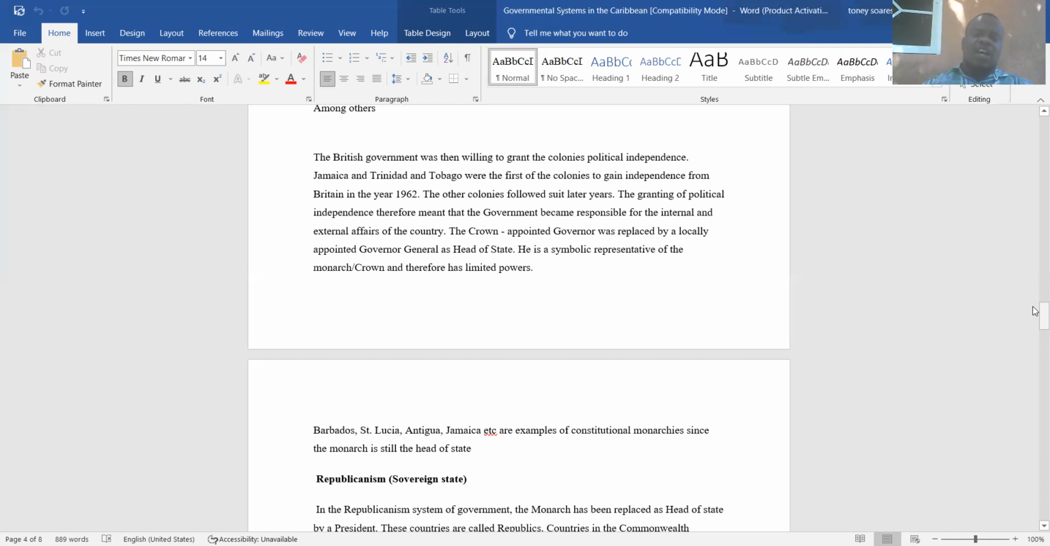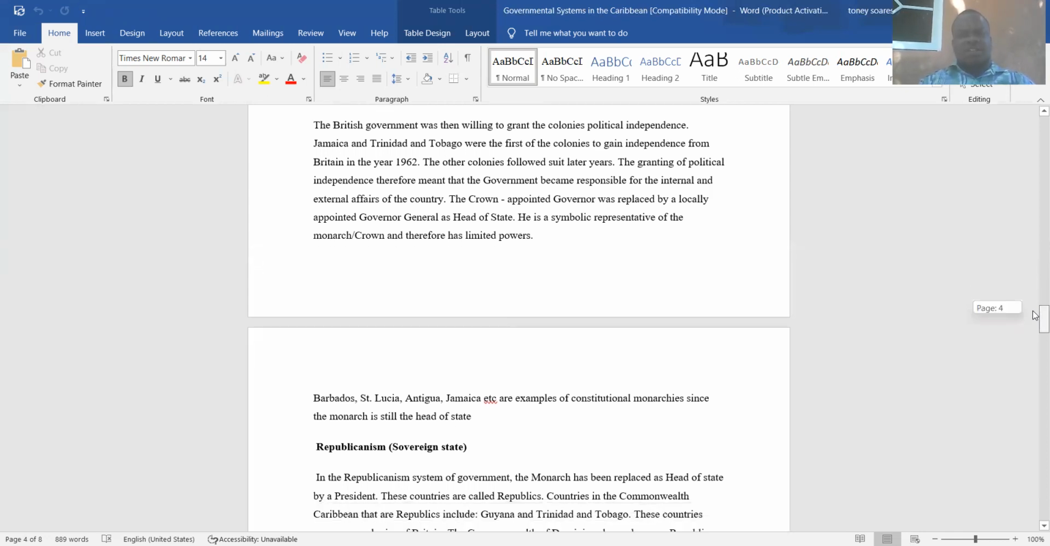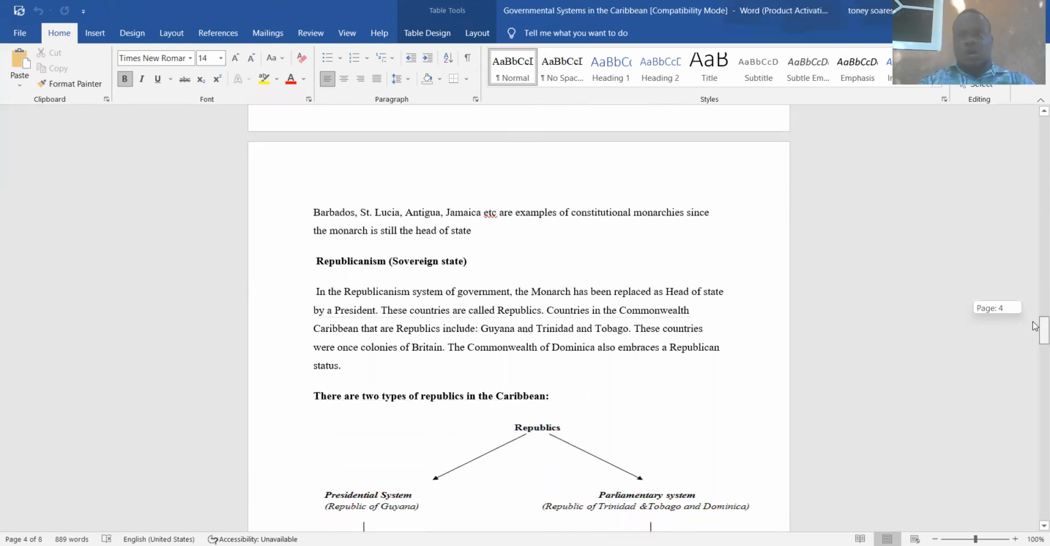Barbados, St. Lucia, Antigua, Jamaica, and some other countries are examples of constitutional monarchies, since the monarch is still head of state. There are some other things that we still use from Britain because we're constitutional monarchies, even though we run and direct our own affairs. Because of the style of government that we have, once you're a constitutional monarchy, there's a governor general who is the head of state that represents the crown. He has to sign a bill for it to become law. He appoints the prime minister. He appoints the leader of the opposition. He appoints all the nominated senators and so on and so forth.